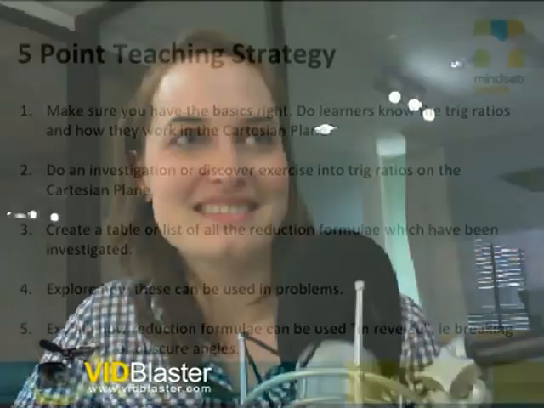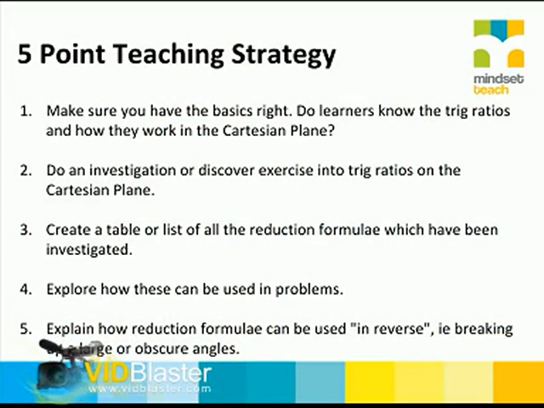The last point says, explain how reduction formulae can be used in reverse, i.e. breaking up large or obscure angles. So in many of the more basic questions with reduction formulae, you just get asked to whittle away your angles, and it's already been given to you. Usually it's in the form of 180 plus theta, 360 plus or minus theta, and 90 plus or minus theta. In some problems it's 270 plus or minus theta, but it's usually split up for you in the beginning, and you just have to simplify it.